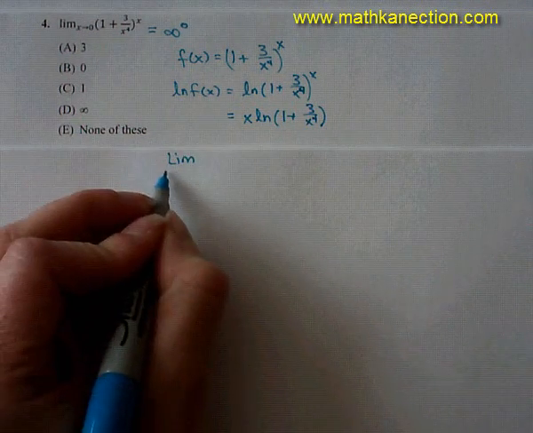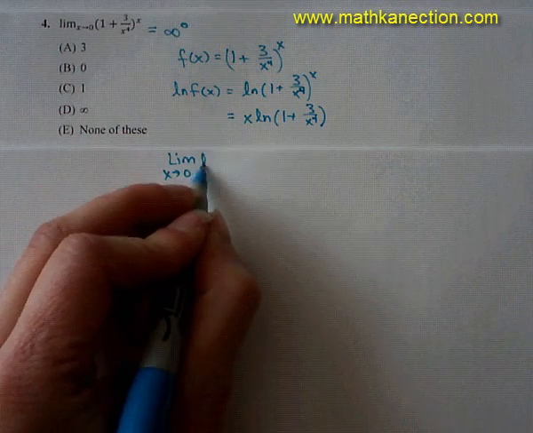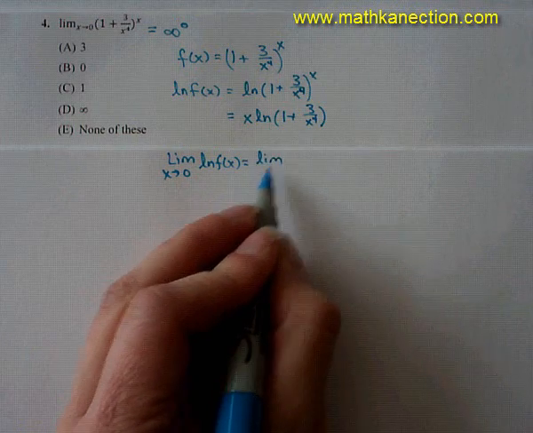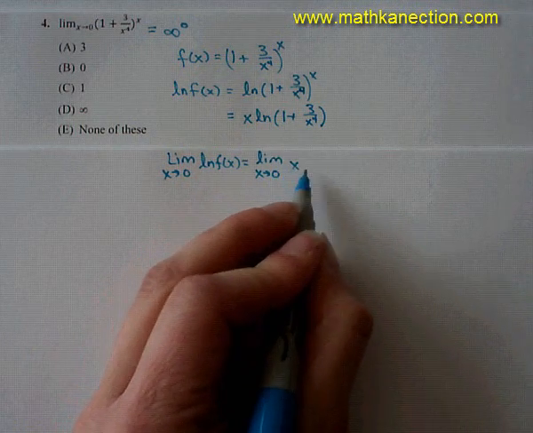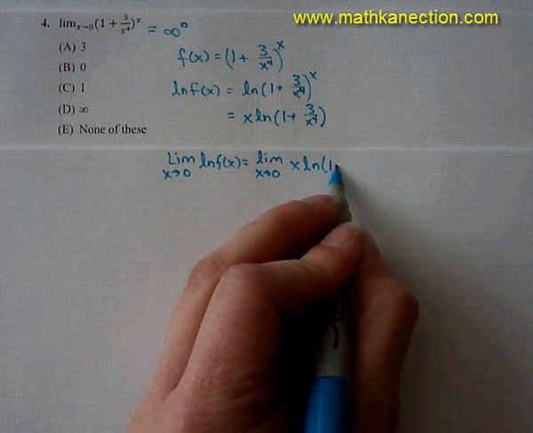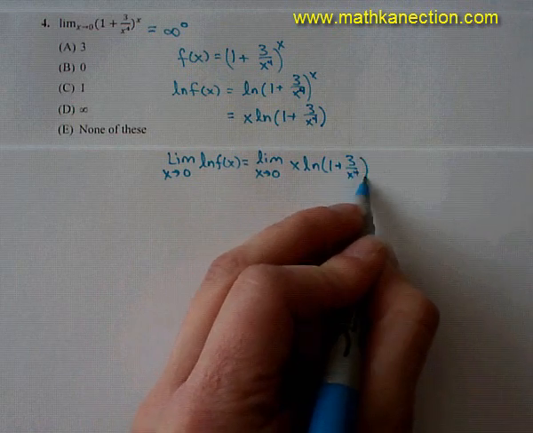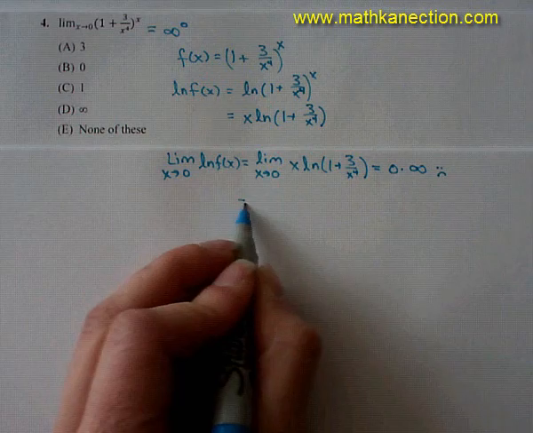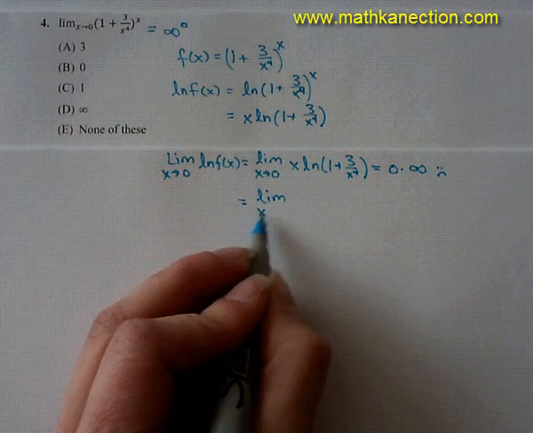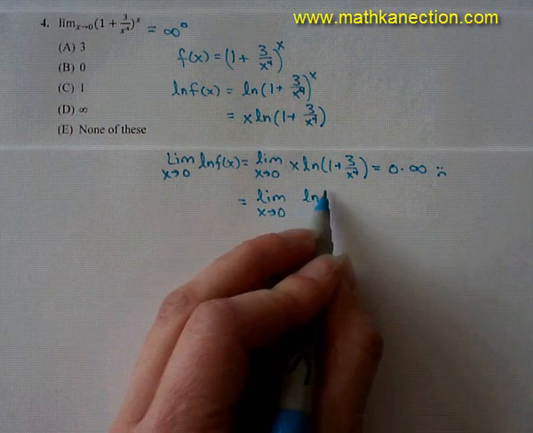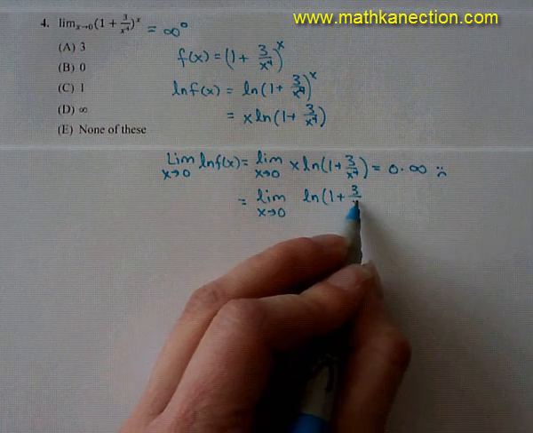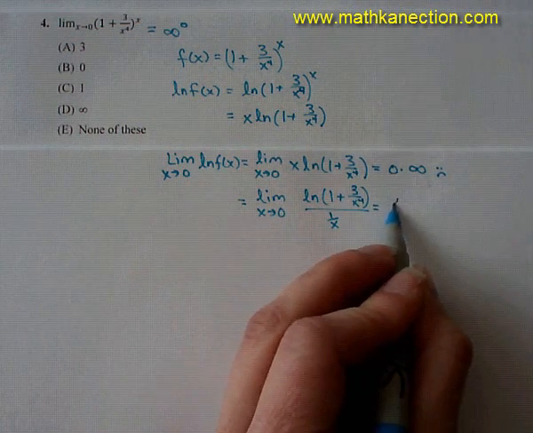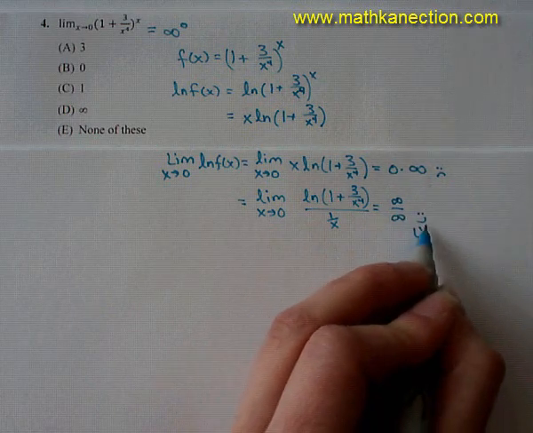So we'll look at the limit as x approaches 0 then of the natural log of f of x. So the limit as x approaches 0 of x natural log of 1 plus 3 over x to the 4th is equal to 0 times infinity. And then by rewriting the problem, we have the limit as x approaches 0 of the natural log of 1 plus 3 over x to the 4th. Instead of multiply by x, but divide by 1 over x, we'll create infinity over infinity, so L'Hopital's rule can apply.